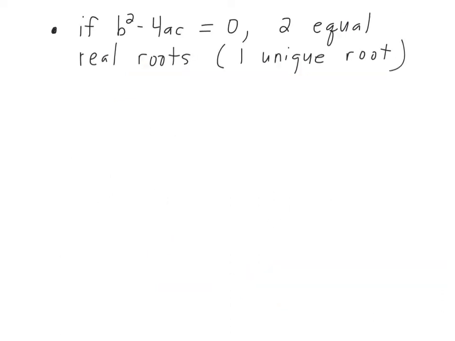Okay, our next case here. If our discriminant is equal to 0, this means we have two equal real roots. Or another way of saying that is to say we have just one unique root, or one distinct root. And let's just think about why this is. If you go back to the quadratic formula for a moment, plus or minus, if the square root of b squared minus 4ac is a 0 underneath there, what you're left with is just negative b over 2a, okay, which happens to be your equation for your axis of symmetry.